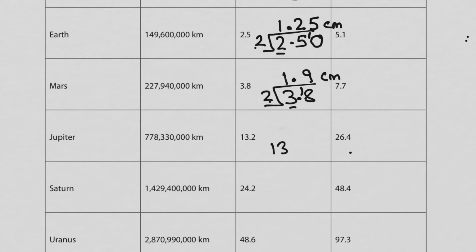Jupiter, 13.2 divided by 2. How many 2's are in 1? There are 0, so I'll put these two together. How many 2's are in 13? Well, 6 2's make 12, so that'll be 6. 12 is 1 less than 13, so I'll put the 1 here. How many 2's are in 12? 6. So it'll be 6.6 centimetres. Don't really need this 0 here.